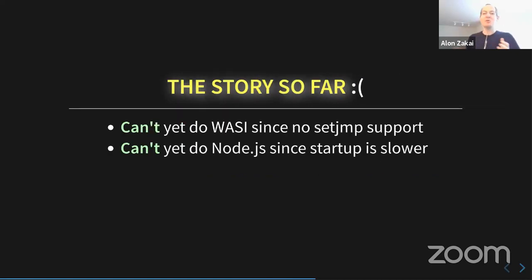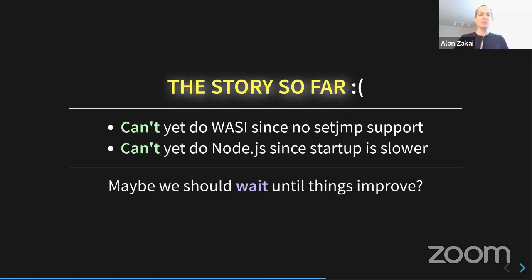Okay, so the story so far is kind of negative, just bad news. We can't do WASI because it doesn't have setjmp. We can't do Node.js because startup is slower. So that's maybe not a deal breaker. Maybe we could ship the build, but it's such an annoying user experience that I don't know.